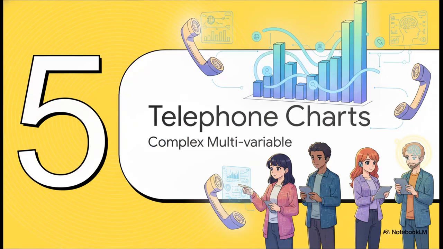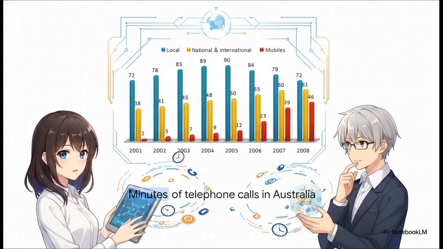Let's build up to the grand finale. Section 5, Case Study, Telephone Bar Charts. Give yourself a moment to take in this pretty intimidating bar chart. We are tracking the total minutes in billions of telephone calls in Australia. It's broken down into 3 categories: local, national and international, and mobiles, mapped out over an 8-year span from 2001 to 2008. Talk about vertical noise, right?